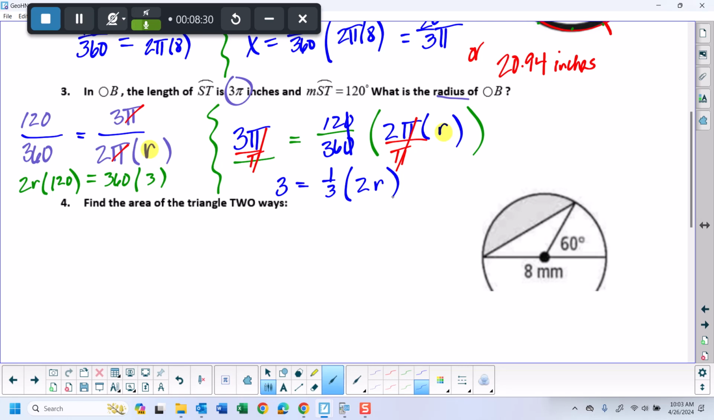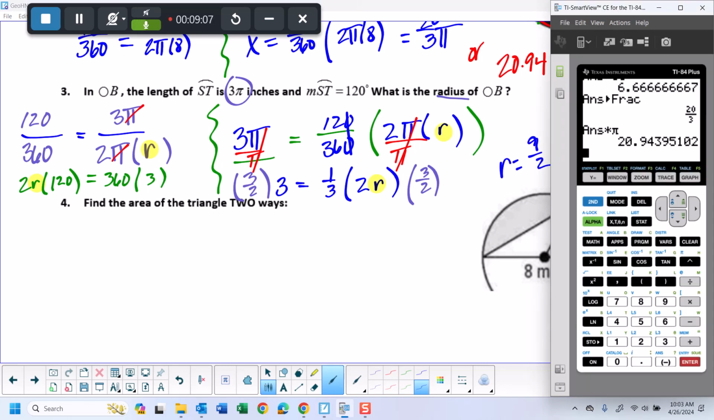I don't know which one you think sounds easier to get r out of. Here's my r here, here's my r here. Here I can multiply 360 by 3 and divide it by 240. Here, all I need to do is multiply by the reciprocal. Remember that reciprocal is the magic number that's going to cancel out what's in the numerator and denominator at the same time. So if I multiply by the reciprocal, I'm going to end up with 9/2. So I have the radius equal to 9 over 2.